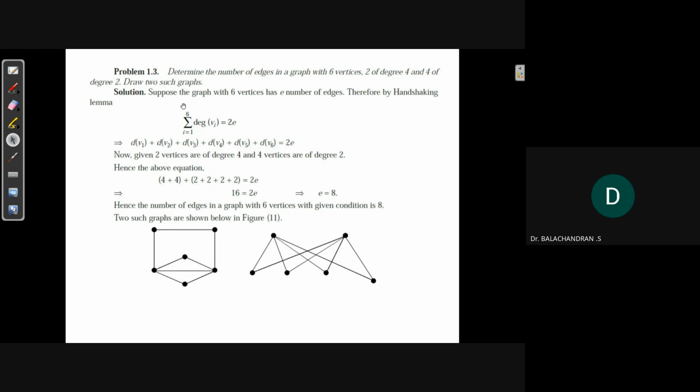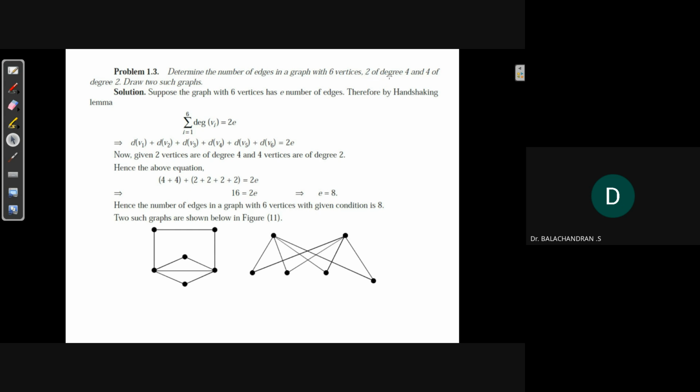Okay. So here you can see the sum of the degrees of the vertices equals twice the number of edges. That we know already. So totally 6 vertices, so degree of V1 to degree of V6 is equal to 2e, twice the number of edges. We know that two vertices are degree 4, so 4 plus 4, and 4 vertices are degree 2, so 2, 2, 2, 2 equals 2e. If you add everything, 16 equals 2e, means the number of edges is 8. So now we are going to draw a graph using 6 vertices and 8 edges.